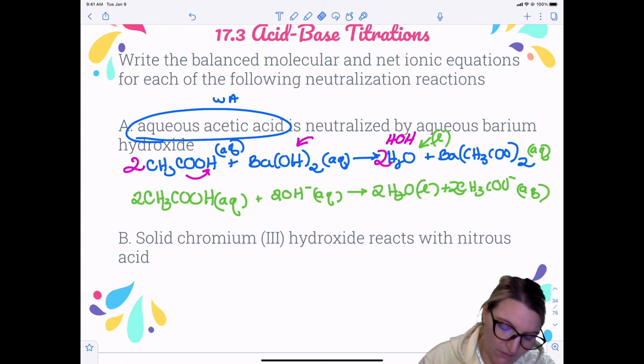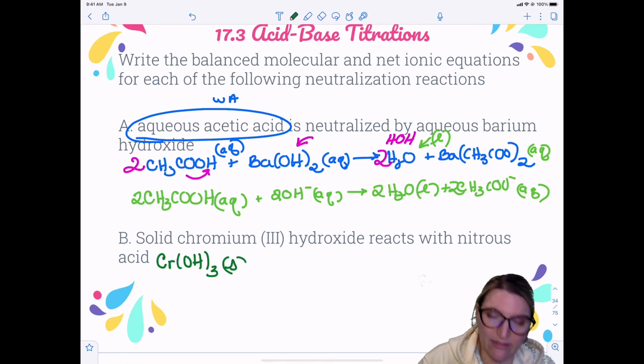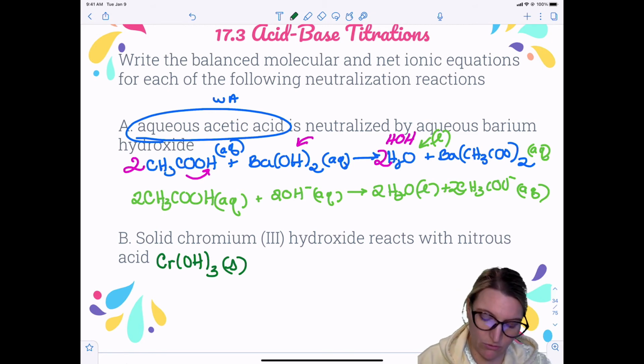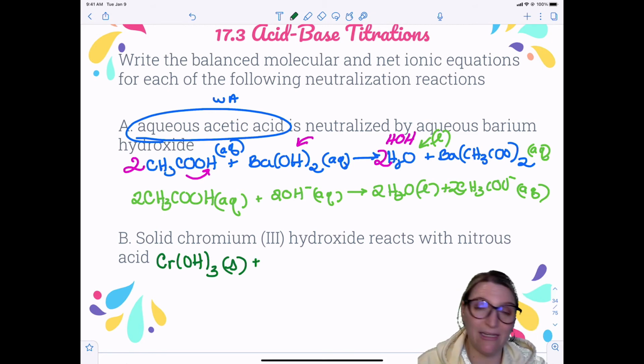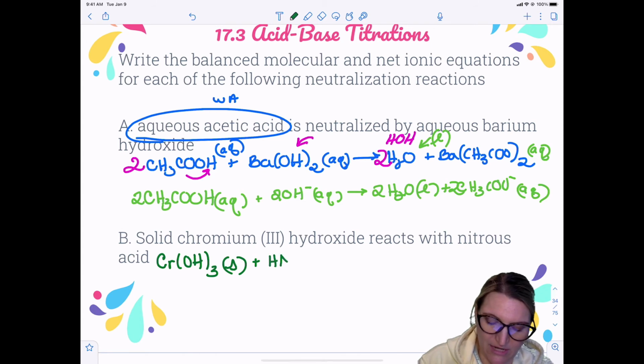The next one, solid chromium hydroxide, chromium 3 hydroxide reacts with nitrous acid. So solid chromium 3 hydroxide is Cr(OH)3. And if it tells us solid, which means we're not going to dissociate. Nitrous acid, on the AP test, you're not expected to know the names of compounds like that. So they would tell you it's HNO2, and that is a weak acid.